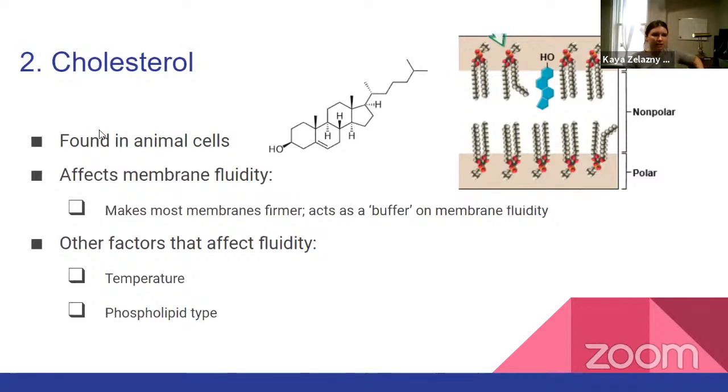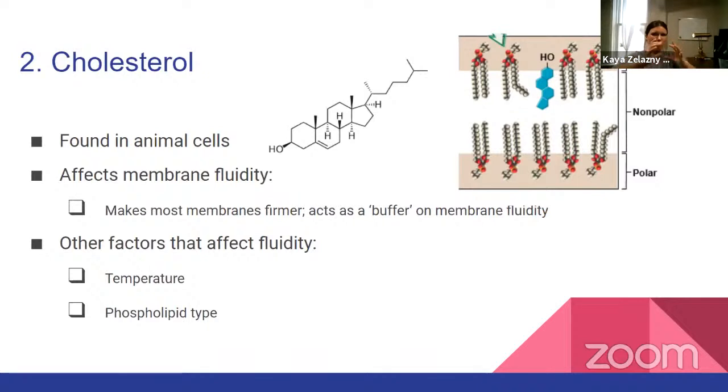One of the effects of cholesterol is that it changes this membrane fluidity. Most membranes, it makes firmer, but it also sometimes acts as a buffer. So it keeps this sort of jiggliness of the membrane within a certain range, because we don't want the cell membranes to jiggle too much because we don't want them to jiggle apart. But we also don't want a super rigid cell membrane in an animal, right?